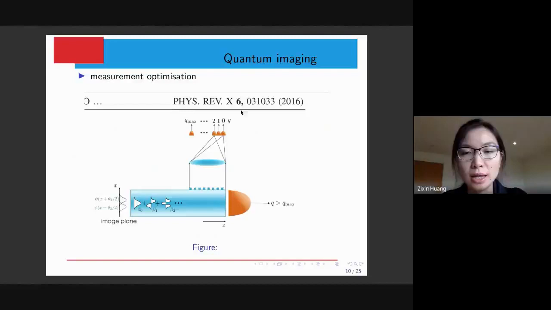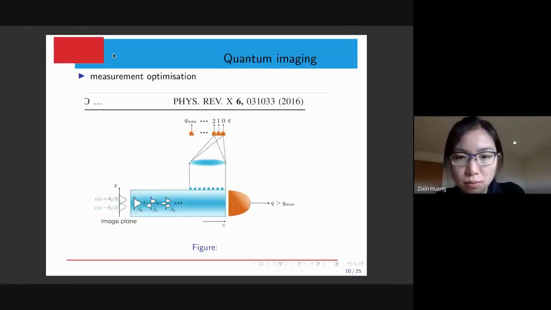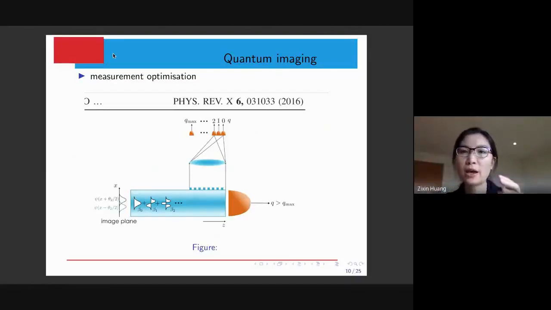And if you're interested in the details, that is given by this reference over here. So here we have a set quantum state emitted by the stars, and we're performing measurement optimization to do imaging, or super resolution imaging, that's beyond what you can do by simply doing photon counting on the screen.